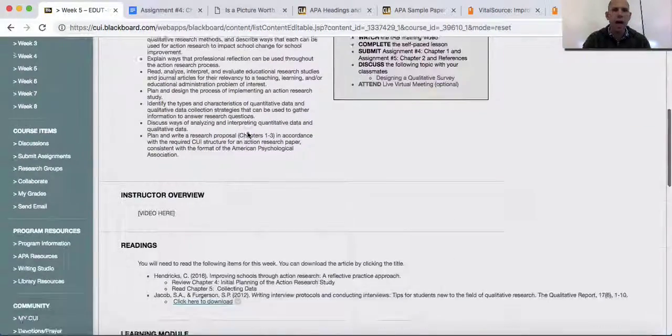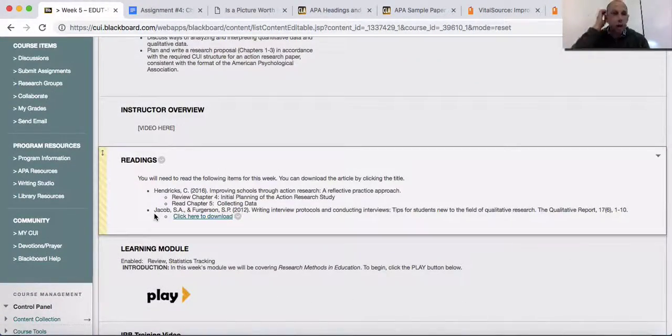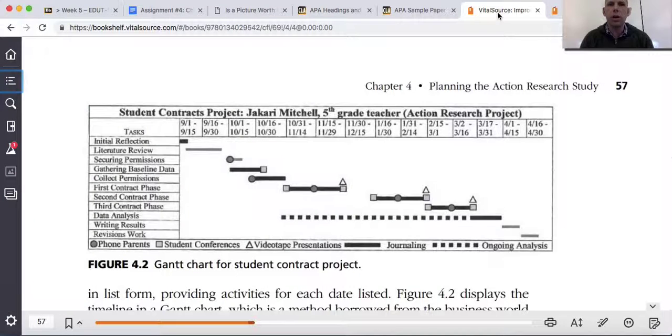Let's look forward to week 5. You're going to be doing your reading in chapters 4 and 5 in the Hendricks text. And I want to draw your attention in chapter 4 to the Gantt chart that you will see here.